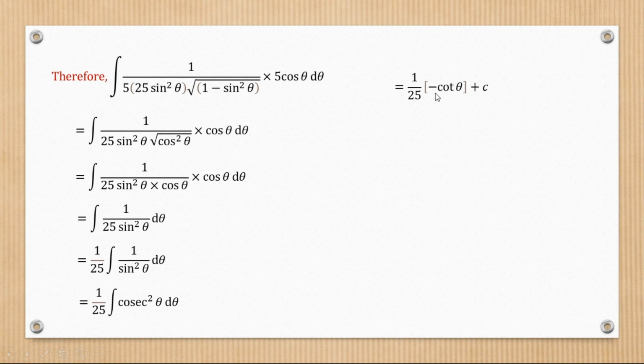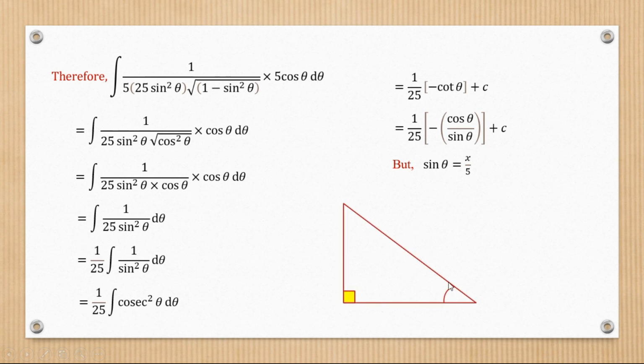Now this cot theta has to be put in terms of x. So we know cot theta is the same as cos theta over sine theta. But we know that sine theta is equal to x over 5 from the calculations that we've done before. So if we represent this on a triangle where we have an angle theta right here, this is a right angle triangle.